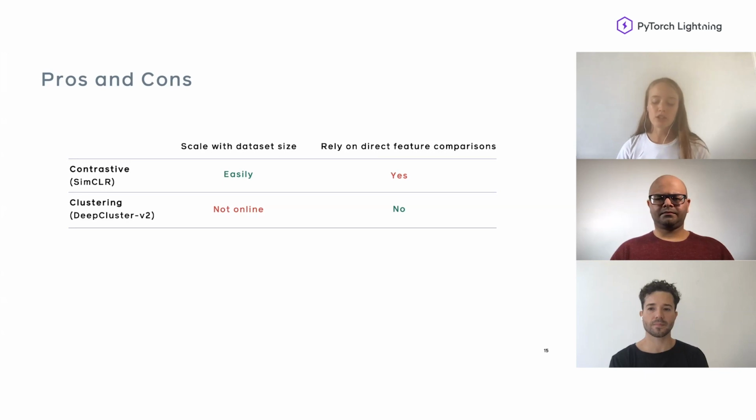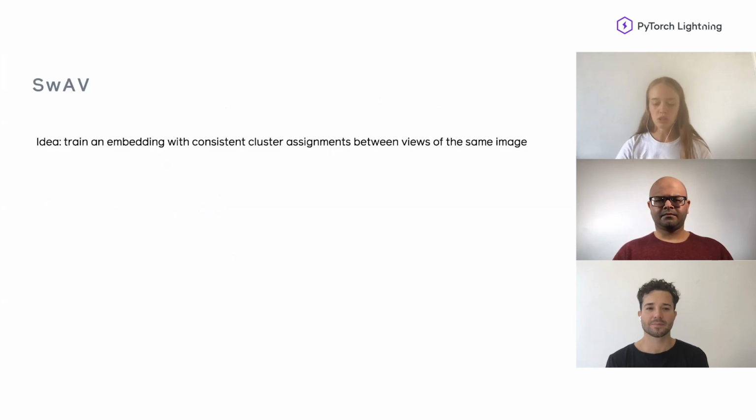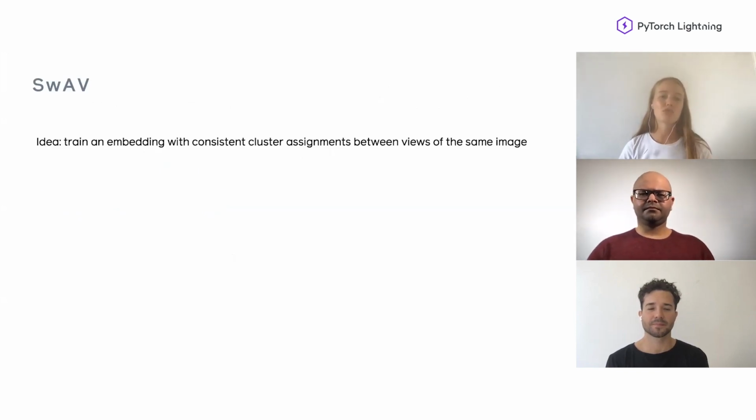However, it has a tractable learning objective, which makes it more practical and leads to faster convergence. So based on these observations, we have proposed SwAV recently. In one sentence, the main idea of SwAV is to train an embedding with consistent cluster assignments between the different views, or distortions, of the same image.